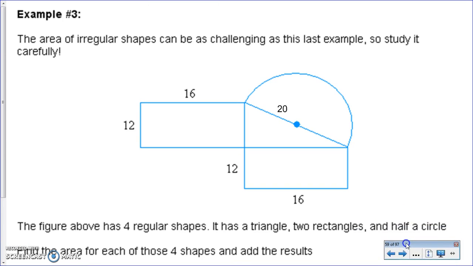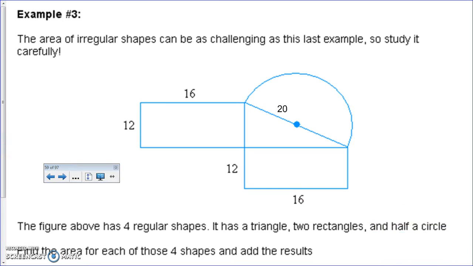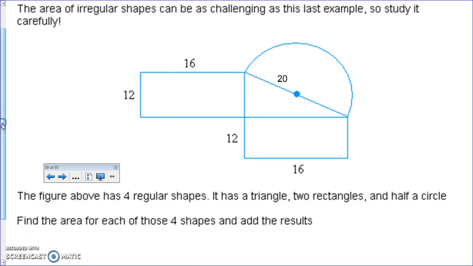The next example we're going to work through together. The area of irregular shapes can be challenging, as in this last example, so watch carefully. The figure above has 4 regular shapes. It has a triangle, 2 rectangles, and half a circle. Find the area for each of those 4 shapes and add the results.